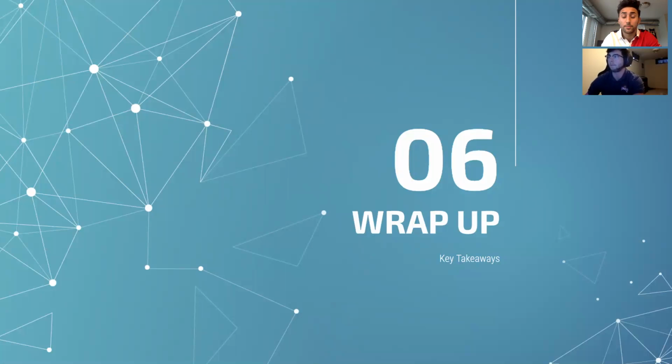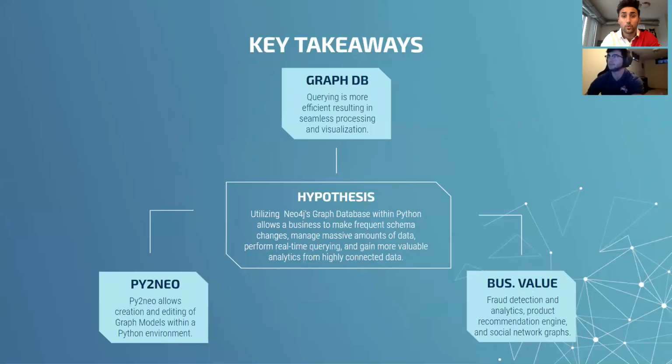Now, a quick wrap up. We saw that graph databases are a lot more efficient in processing and visualization, and then we draw that link with Py2neo. And lastly, there are those various business values that are derived, which we have more that we did not mention in our appendix, as well as other information in our appendix and our handout.